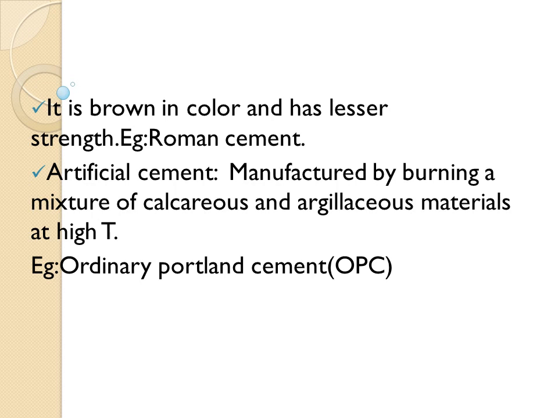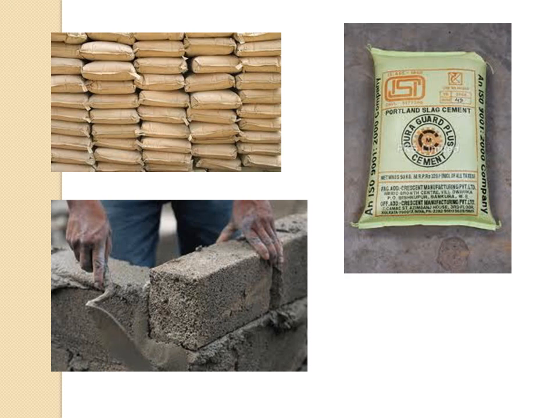We've got artificial cement. It is manufactured by burning a mixture of calcareous and argillaceous material at high temperature. The best example that I can give you is ordinary Portland cement.